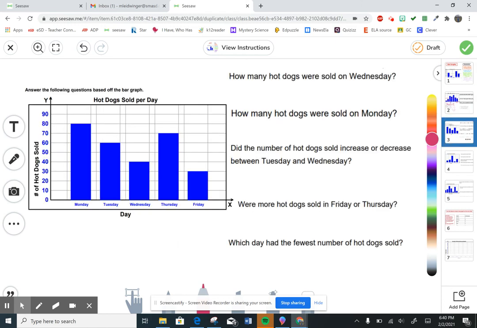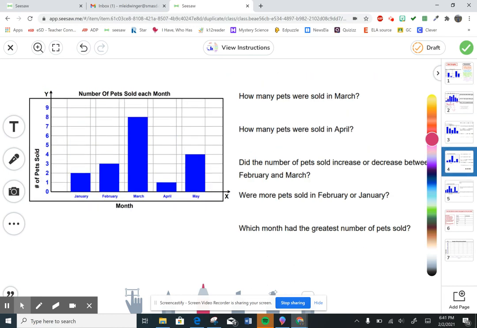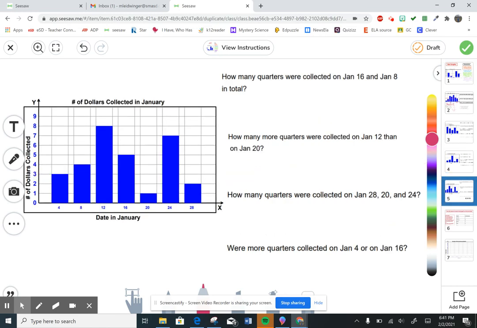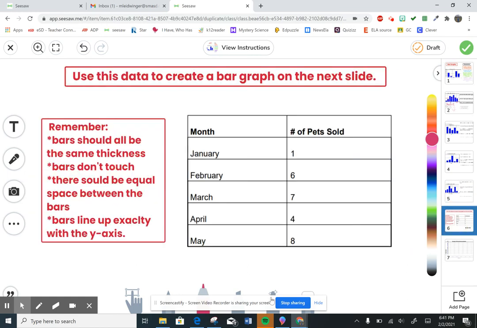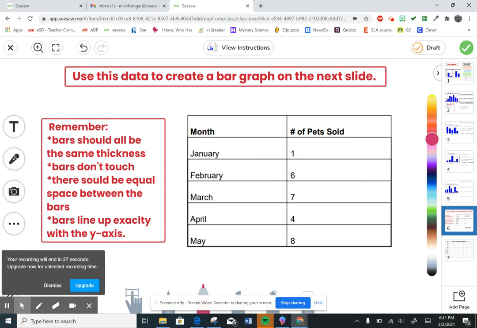So if you take a look at your next slide, it talks about numbers of hot dogs. Slide 4, we're talking about number of pets sold each month. Slide 5, we're talking about number of dollars. And then slides 6 and 7, you're going to be asked to create a graph of number of pets sold. There is a key beside you to help you.